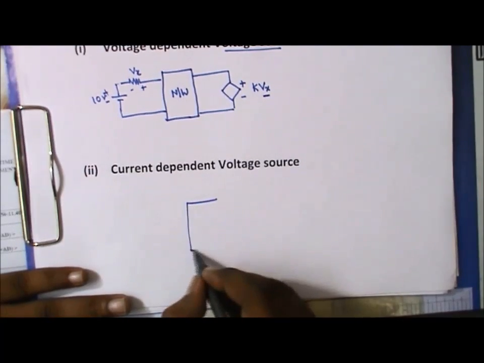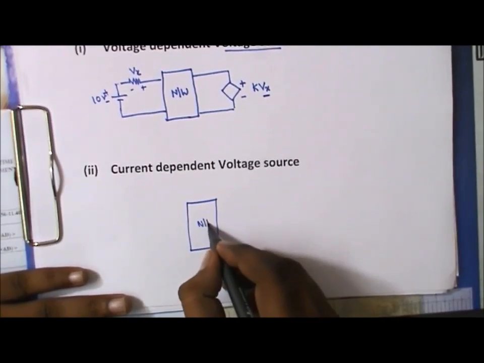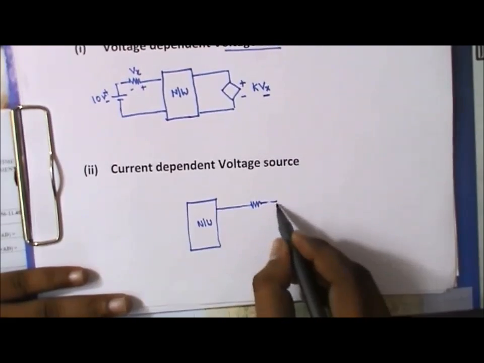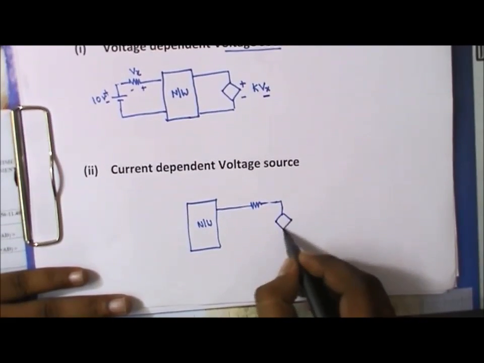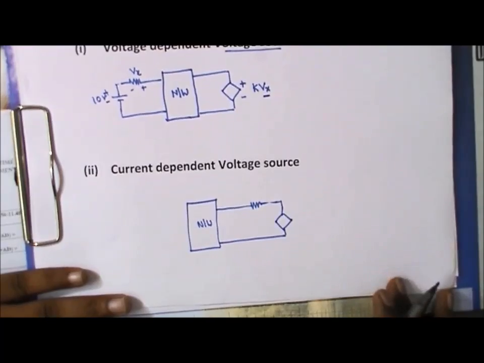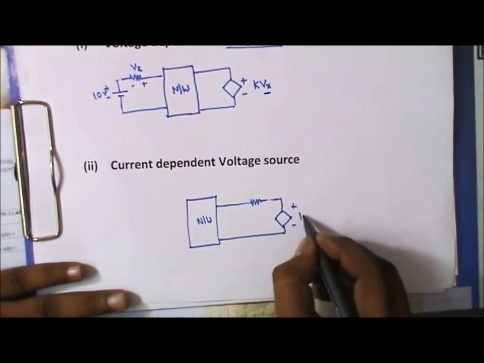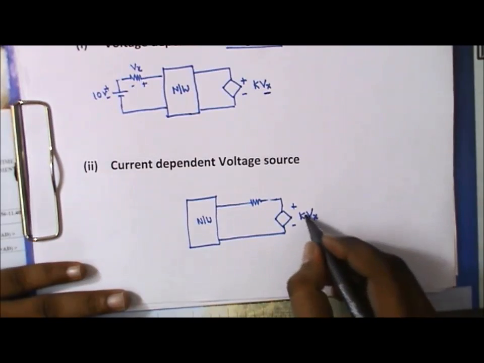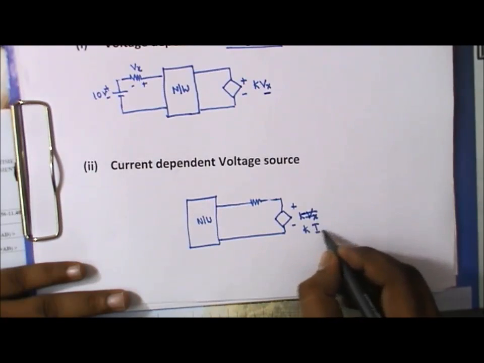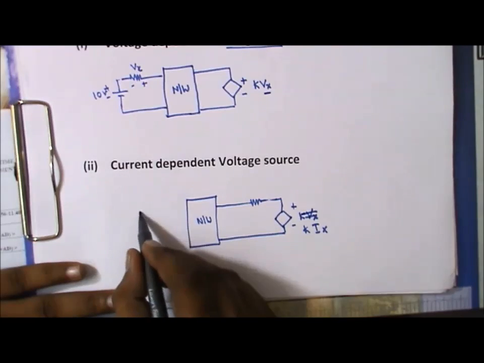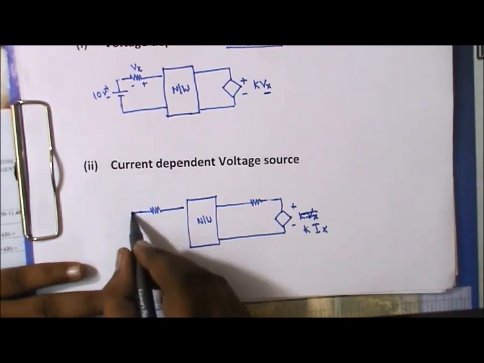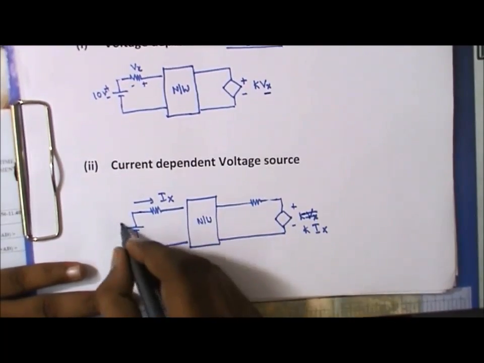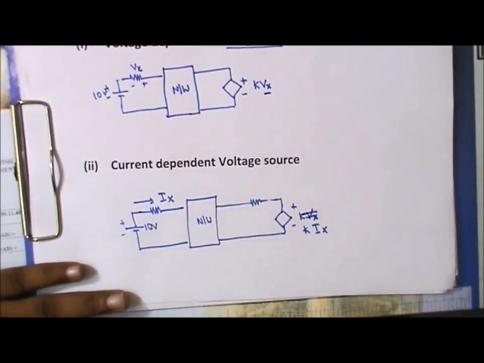Similar concept. Let us suppose this is the network we have shown. A voltage source is there, and let us suppose this is the resistance. It is just any circuit. This is the resistance, and it has K times of Vx. Sorry, not K times Vx, it is K times of Ix. And in this circuit, let us suppose this is the current which is flowing in this fashion, Ix, plus minus 10 volt.